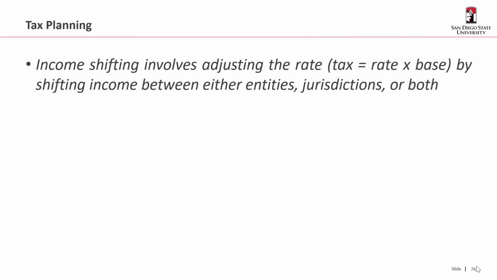Our next tax planning variable or concept is called income shifting. And this involves adjusting the rate by shifting income between either entities, jurisdictions, or both.